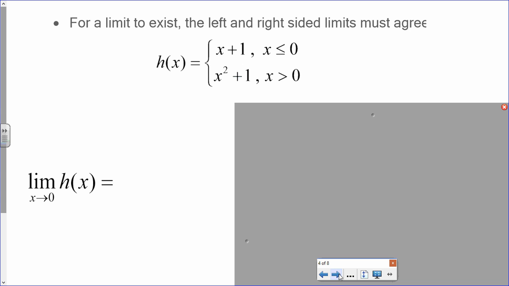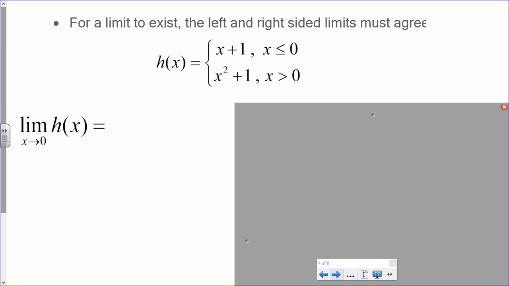Please write down this function. This is the second thing from today you'll see on the quiz tomorrow. And I'm going to ask us to talk about the limit as x approaches 0 of h of x.